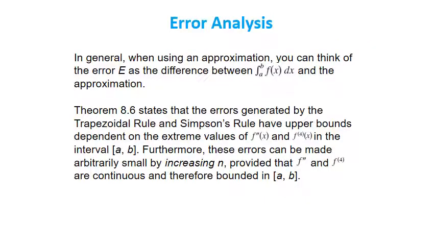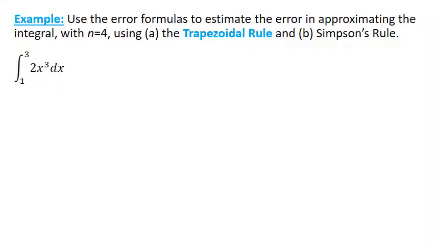So here it tells you a little bit about what this theorem states and some different results that could happen. Go ahead and pause and read through this. There's no need for me to read it to you. But instead, I'm going to show you some examples. It says, use the error formulas to estimate the error in approximating the integral given with n equals 4. And we will do both the trapezoidal rule and Simpson's rule. So on this slide, we'll focus on the trapezoidal rule.